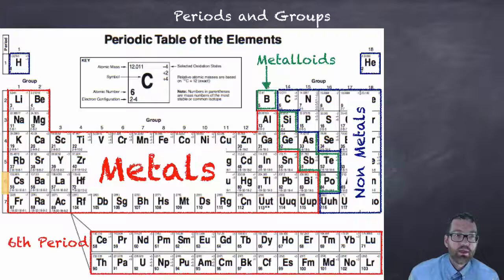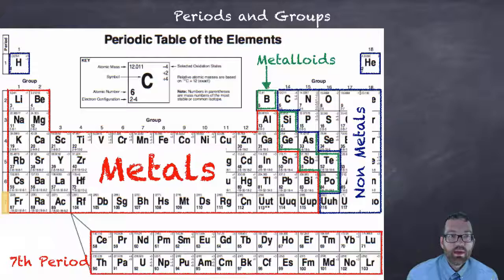Now the 6th period is also shared by this first column in our lanthanides series, or our rare earth elements, because if you follow the numbers, this is 57 lanthanum, and then it skips to 72. All those missing numbers between are right along this top row here. This is also the 6th period.